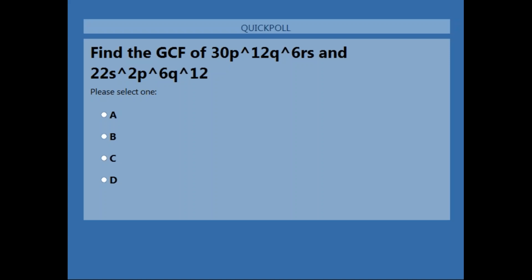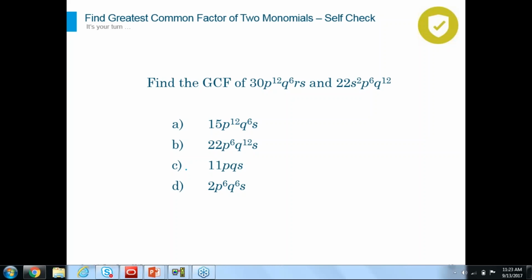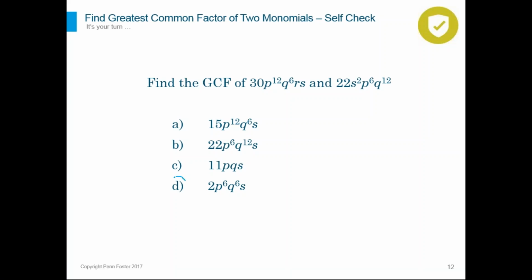Okay, the correct answer for this question is D. D is the correct answer. If you look at only the parts that have the numbers on them, 30 and 22, 15 is not a common factor between these two numbers, not 22, not 11. 2 is a common factor. So any answer that does not have a 2 on it would be an incorrect answer.